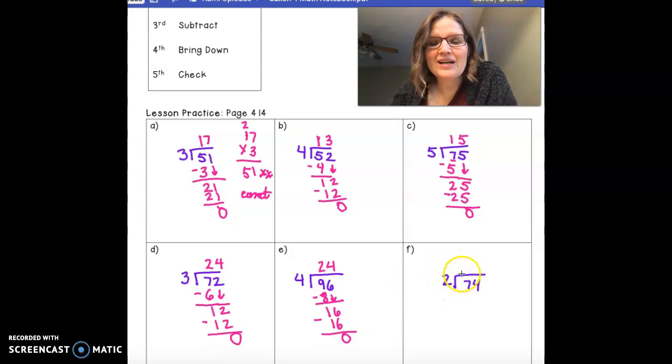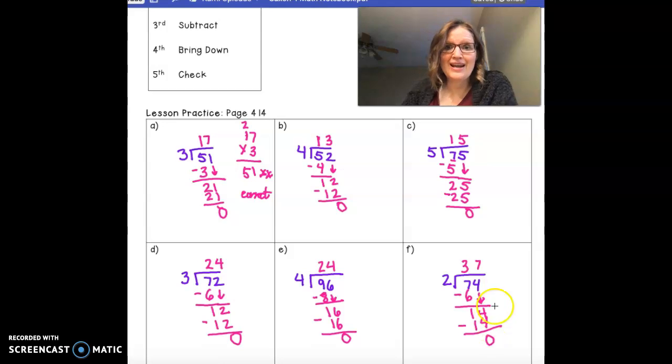Finally, our last one. 7 can be divided by 2 3 times. 3 times 2 is 6. Subtract. 7 minus 6 is 1. We bring down 14. 14 can be divided by 2 7 times. We multiply. 7 times 2 is 14. We subtract. We have 0. And our set is complete.